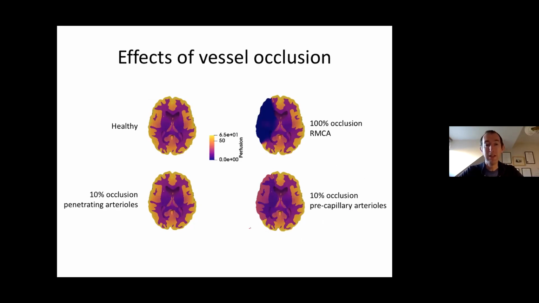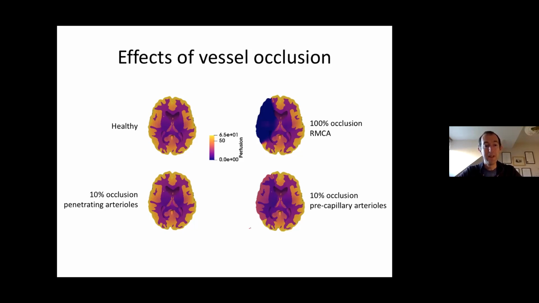And on the top right, we occlude the RMCA 100%, and you can see we get this huge deficit in perfusion, as you'd expect. And that's similar to the results I showed you a moment ago. Obviously, that isn't in reality very likely, and this is assuming there's no collateral flow, but this is a very simple baseline for comparison.